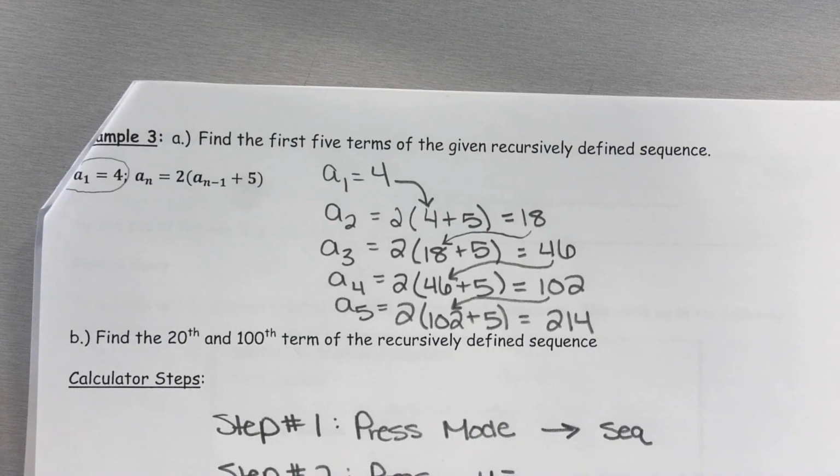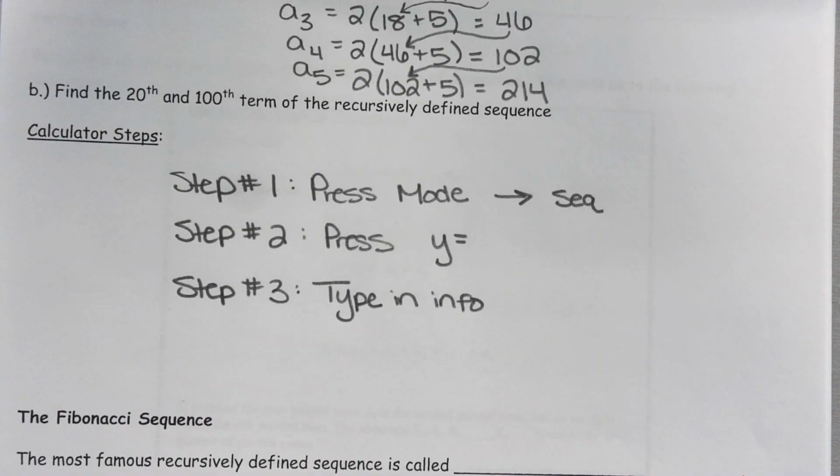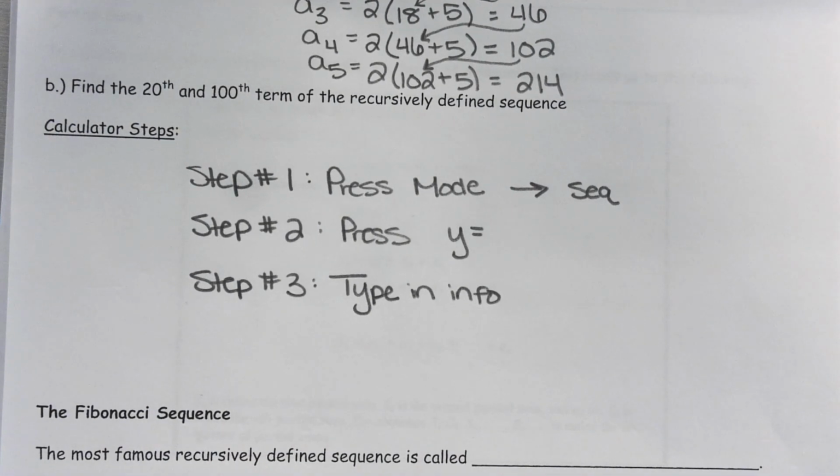So this is where we can do this on our calculator. Write down your steps, and I'm going to show you how to do this. So the steps are that you're going to press your mode button in a minute, not yet. We'll do it all together. You're going to press your mode button. You're going to go to y equals, and you're going to type in the information, and your calculator can do these for you. So grab a calculator.